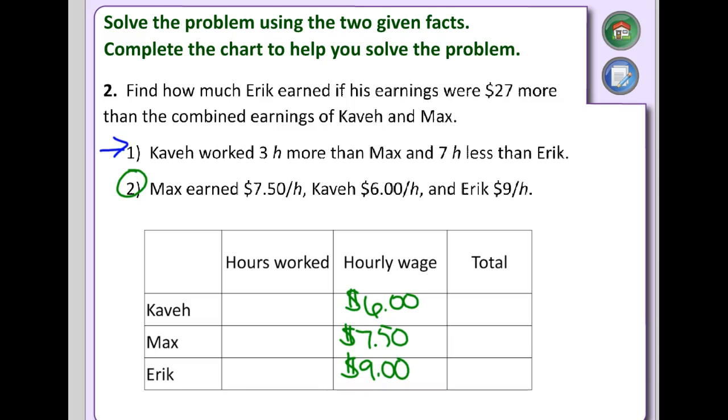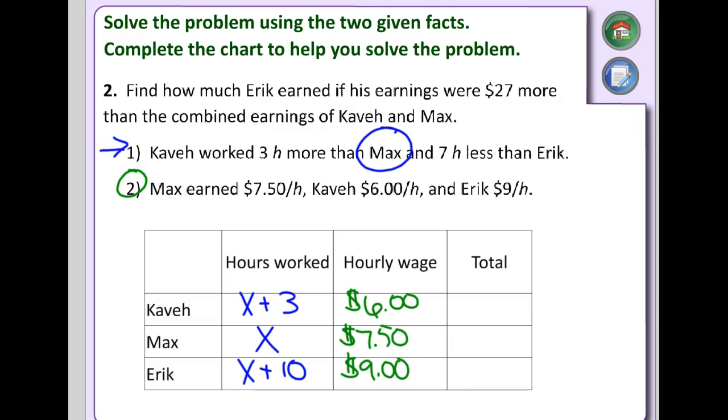So when I look there, who does everybody's hours depend on? Kaveh worked 3 hours more than Max and 7 hours less than Eric. Yeah, that's right. Everybody's hours depend on Max. So let's go ahead and make Max be X. So Kaveh works 3 hours more than Max, so that's going to be X plus 3. And now Eric. Well, Eric's 7 hours less. Remember that inverse operation thing. So we've got 7 hours for Eric and 3 hours for Kaveh. So this is going to be X plus 10.